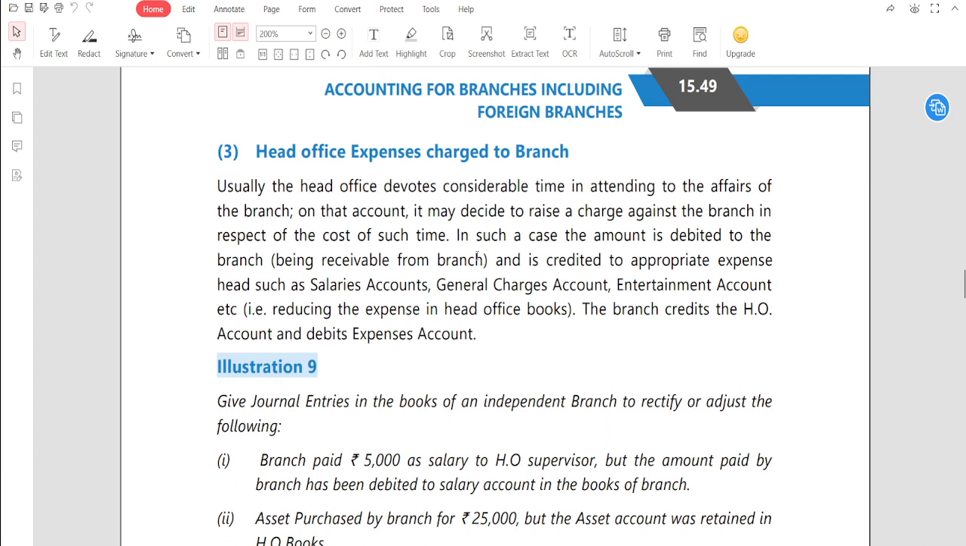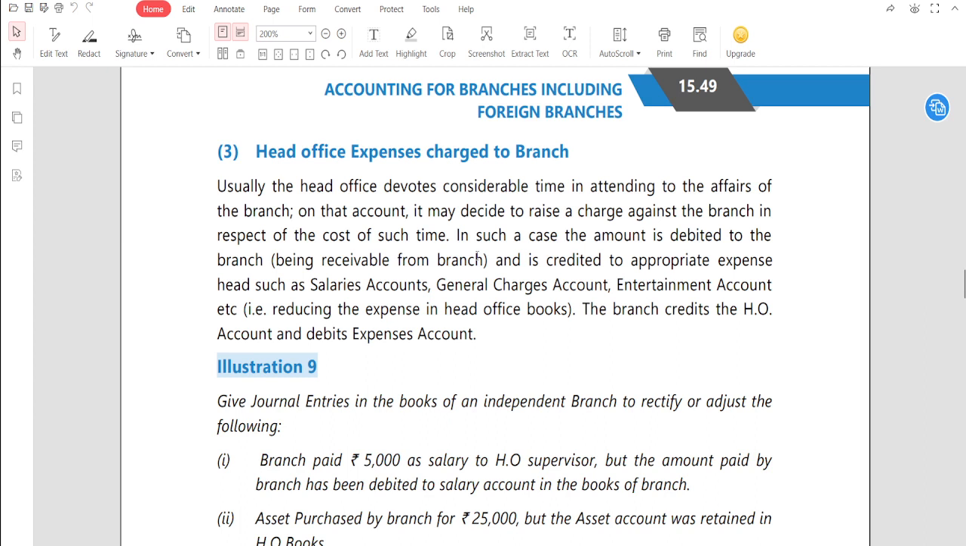Usually the head office devotes considerable time in attending to the affairs of the branch. On that account, it may decide to raise a charge against the branch in respect of the cost of such time. In such a case, the amount is debited to the branch, being receivable from branch, and is credited to the appropriate expense head such as salaries account, general charges account, entertainment account, etc. That is reducing the expense in the HO books. The branch credits the HO account and debits the expense account.